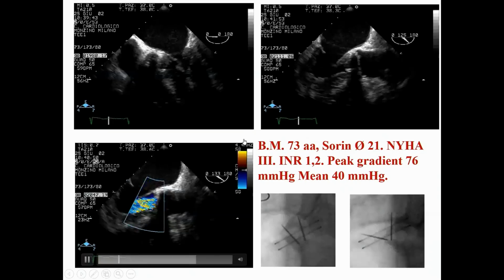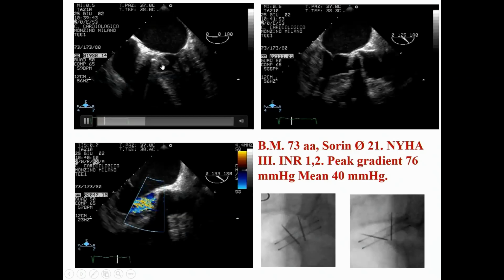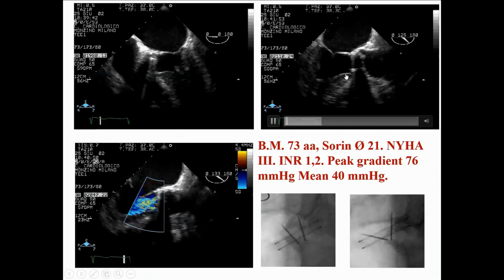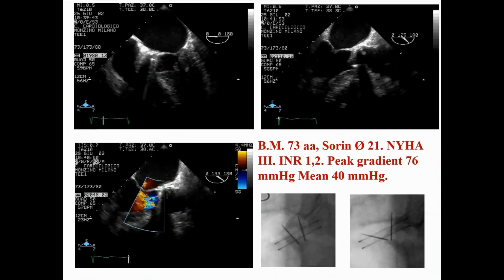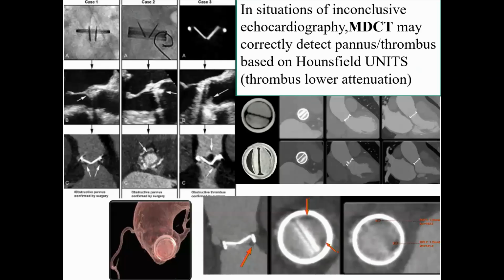This is a typical case with TOE. You may observe the thrombus and obviously the alteration in the opening and also the closure of the disc, with also a very severe aortic regurgitation. However, nowadays in situations of inconclusive echo, CT may correctly detect the pannus or thrombus based on the Hounsfield units, and thrombus has a lower attenuation, as you can see in several examples in this slide.